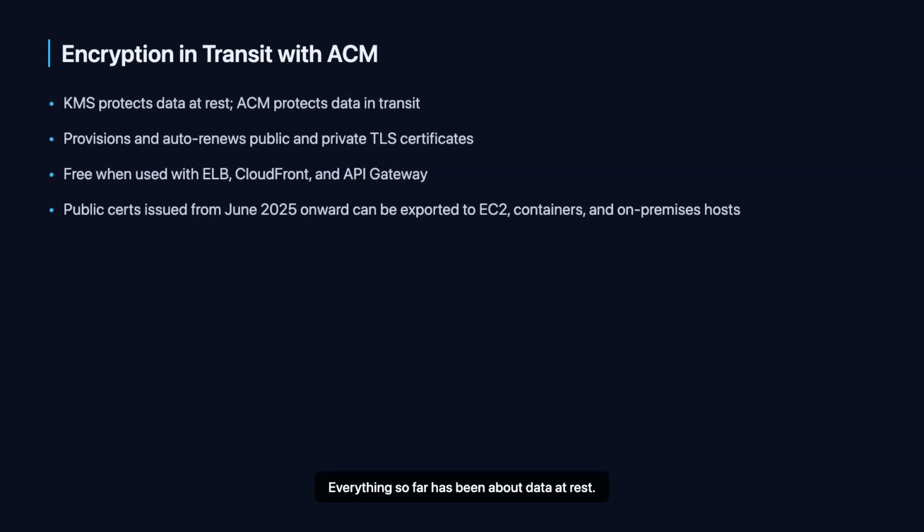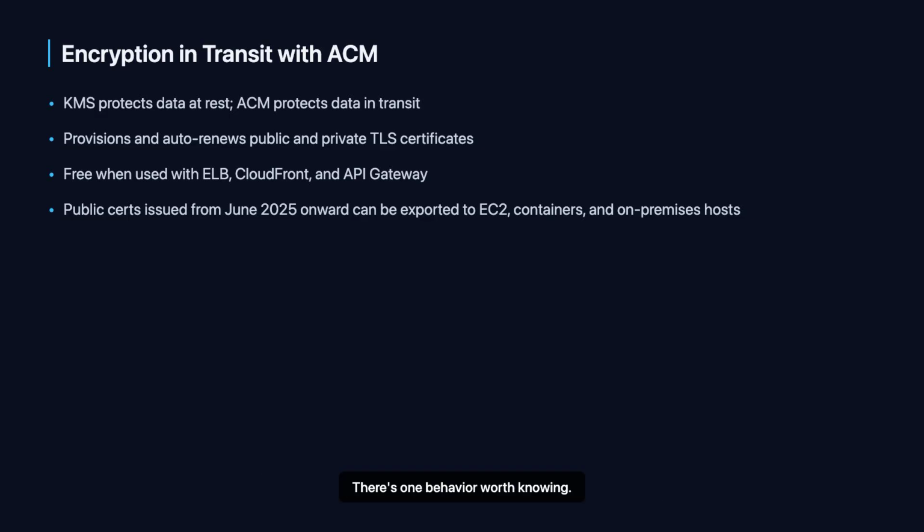Everything so far has been about data at rest, but encryption has a second half, data in transit. That's where ACM, the Amazon Web Services Certificate Manager, comes in. KMS protects data sitting in storage, while ACM protects data moving over the wire. It provisions and, crucially, auto-renews your public and private TLS certificates. Think of it like a passport service that quietly renews your passport before it expires and slips the new one into your wallet, so you're never stranded at the border. When used with the Elastic Load Balancer, CloudFront, or API Gateway, those public certificates are free.